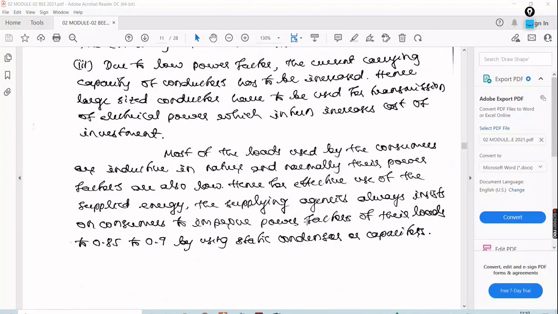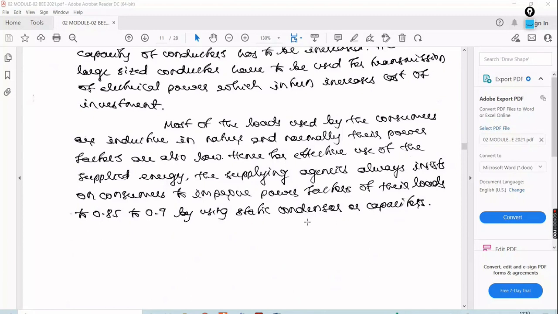Most of the loads used by the consumer are inductive in nature. Whatever loads you have in your house, what is a load? Anybody? What is a load?